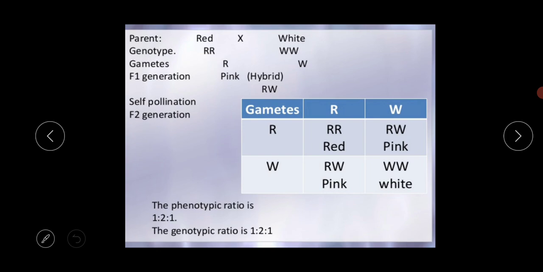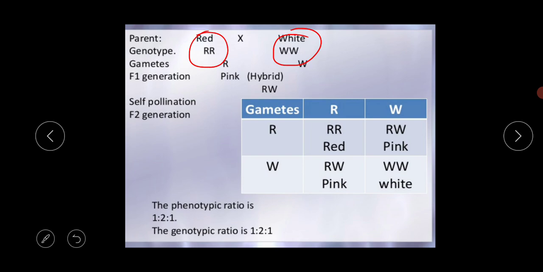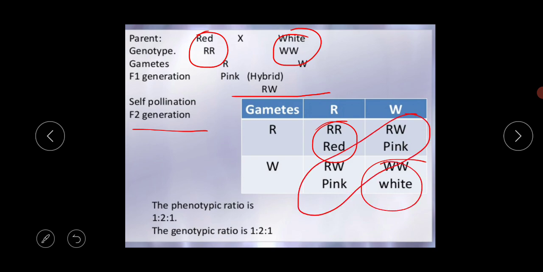The same thing I have drawn another time: this is the parent, capital R and capital W, this is white color, and in the F1 generation we get capital R W. In the F2 generation, one is pure red, another is pure white, but these two are pink. So the phenotype ratio is 1:2:1, and the genotype ratio is also 1:2:1.